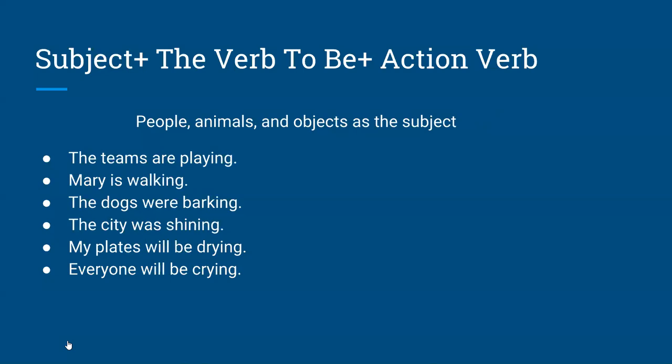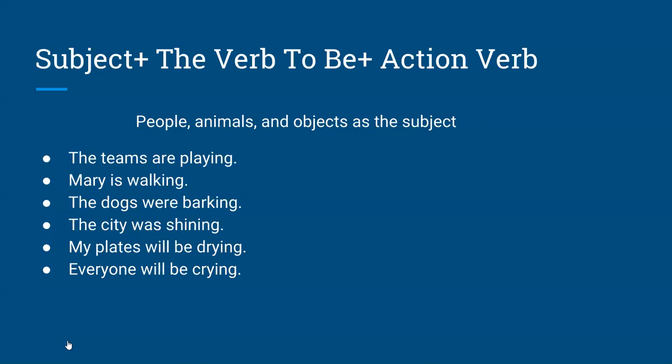So here we go. The teams are. So the teams is the subject, are is the verb to be, and then we'll add our action verb, which is playing. The teams are playing. It's just like saying they are playing. It's the same thing, same rules as they are playing. Next one, Mary is walking. So Mary is our subject, is our verb to be, walking is our action verb. Mary is walking is the same as she is walking, exact same rules.